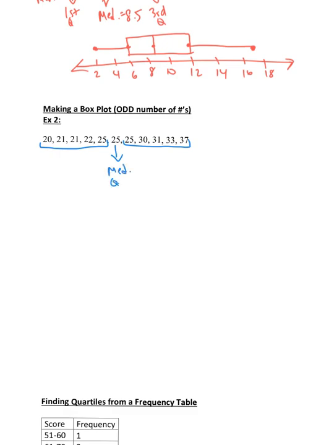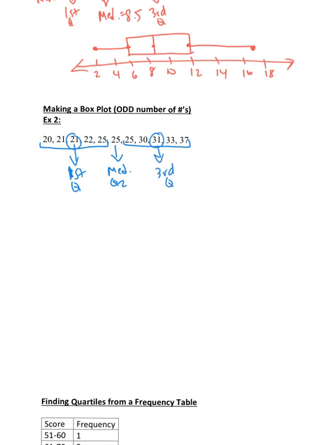This is your quartile 2. So when you find the first quartile, it'll be the middle of the lower half, not including that median. So you have 5 numbers now, so it'll be the 3rd number. This is your first quartile. And then the 3rd quartile will be the middle of the upper half. This is your 3rd quartile.